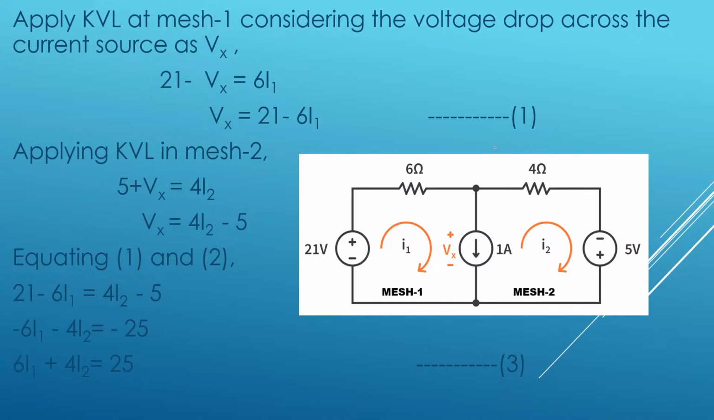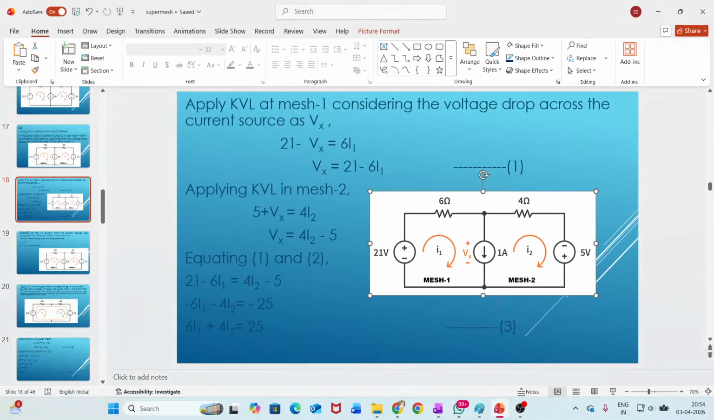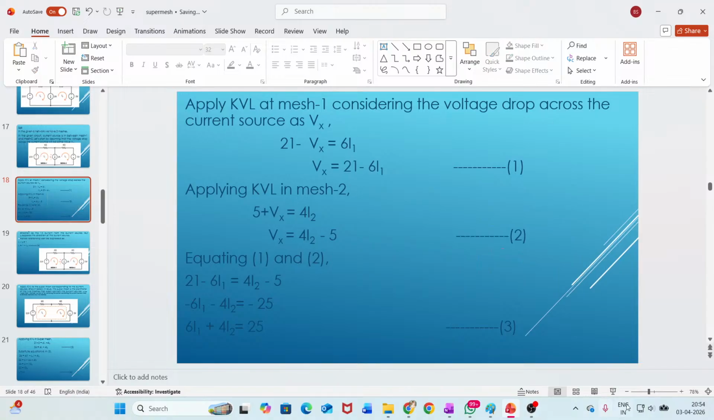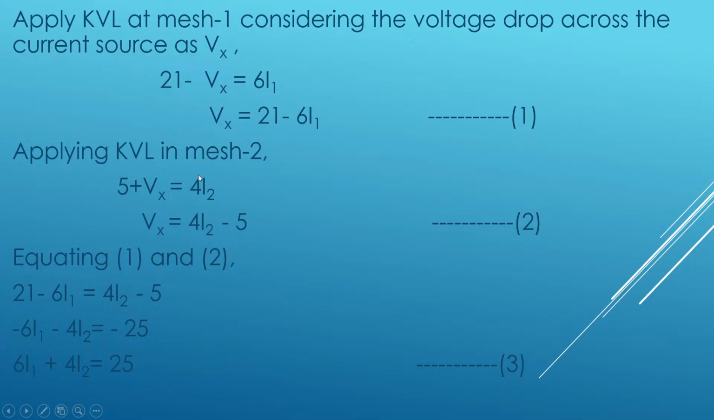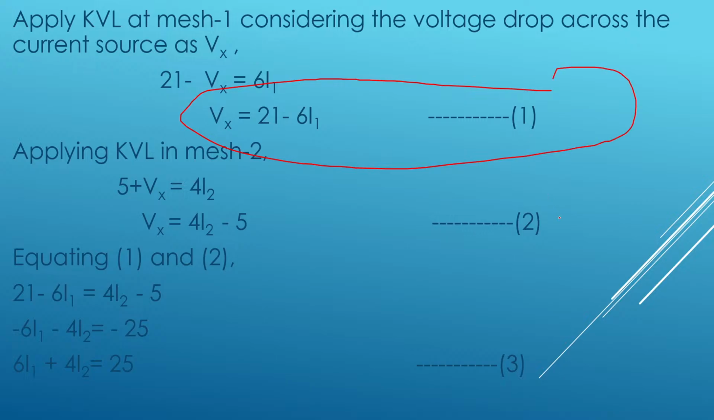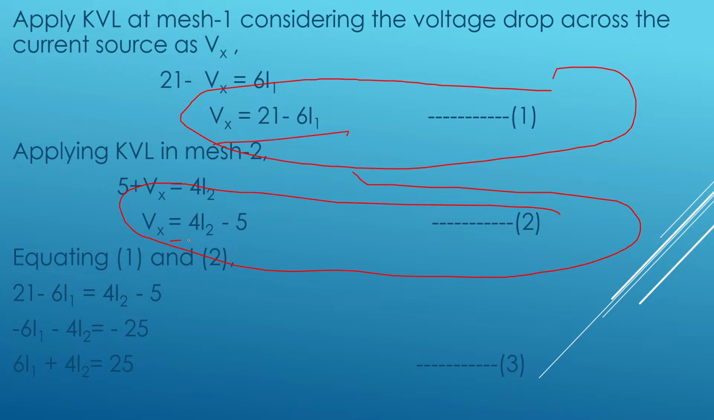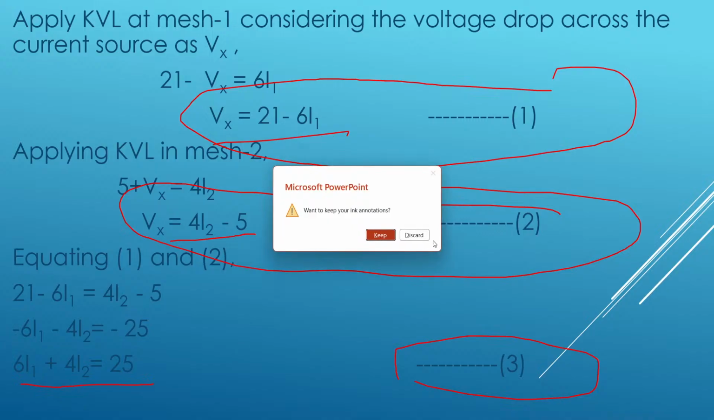Now you just compare this. I will just delete this circuit. Equation number is not visible. So you can compare equation 1 with equation 2. Vx is equal to 21 minus 6I1, and Vx is equal to 4I2 minus 5. So just equate those two, equation 1 and 2, and simplify. You will get equation 3, that is 6I1 plus 4I2 is equal to 25. So consider it as equation 3.